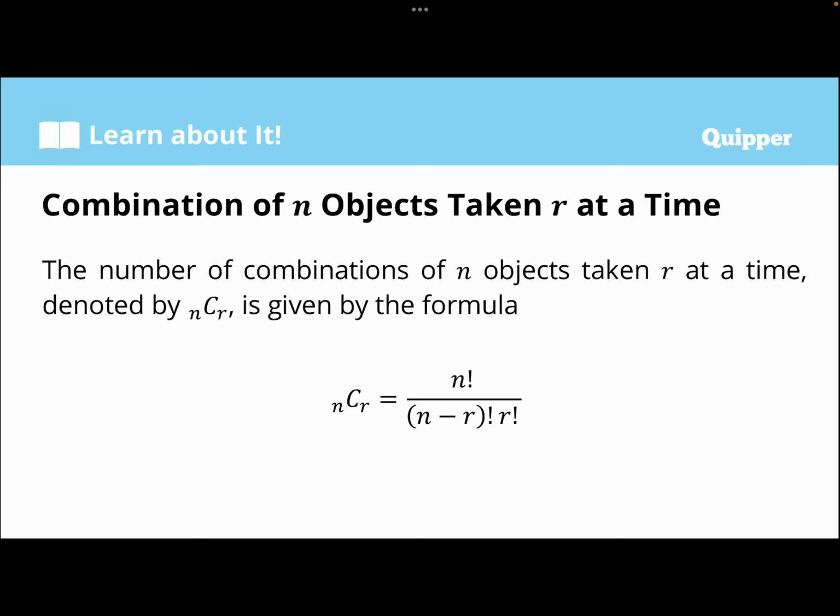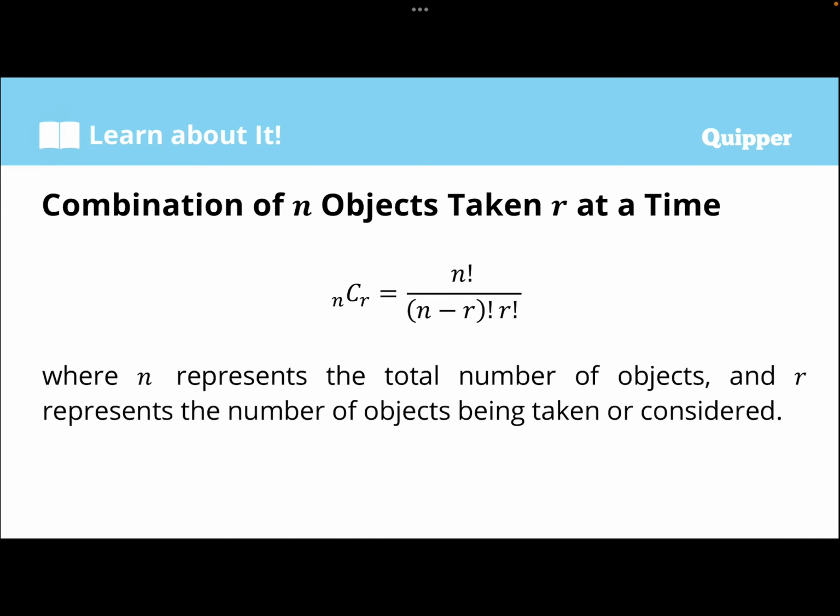Now, for combination of n objects taken r at a time, we also have a formula. The combination of n objects taken r at a time is equal to n factorial divided by the quantity n minus r factorial times r factorial. Here, n represents the total number of objects, and r represents the number of objects being taken or considered.